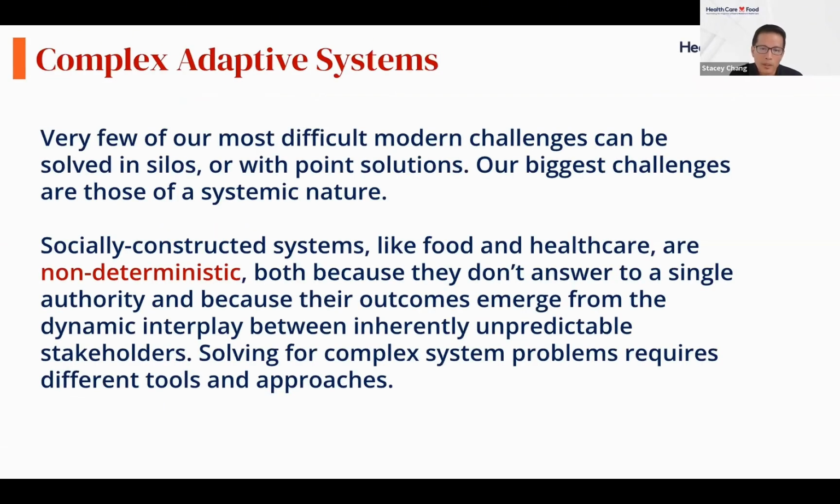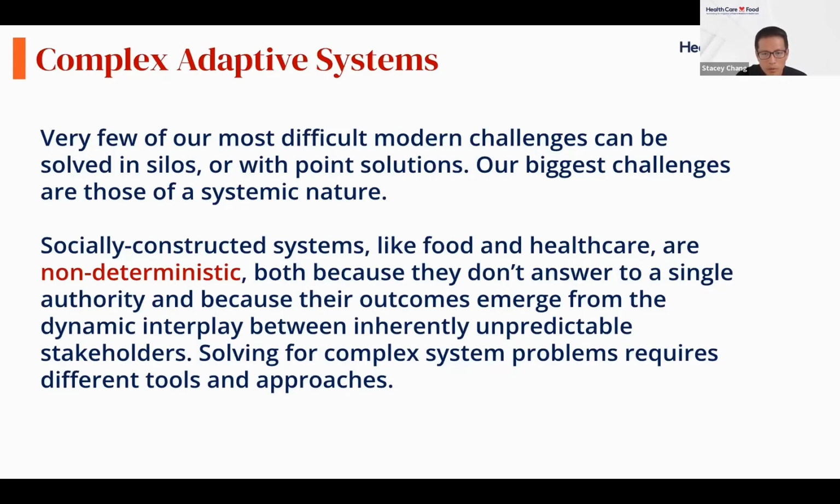It's useful to start with a definition of complex adaptive systems, of which food as medicine is definitely one. We all tacitly know very few of our most difficult modern challenges actually can be solved in silos or with point solutions. Our biggest challenges are actually those of a systemic nature that involve many stakeholders that work alongside each other according to their own incentives, sometimes in cooperation, oftentimes in competition.